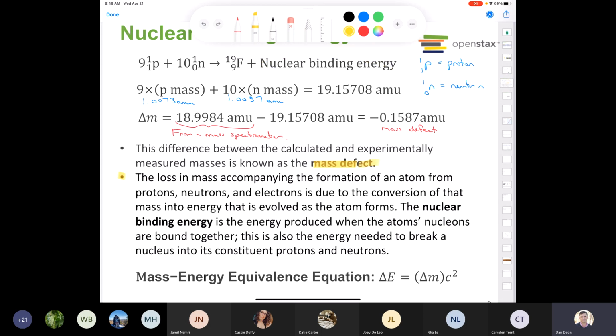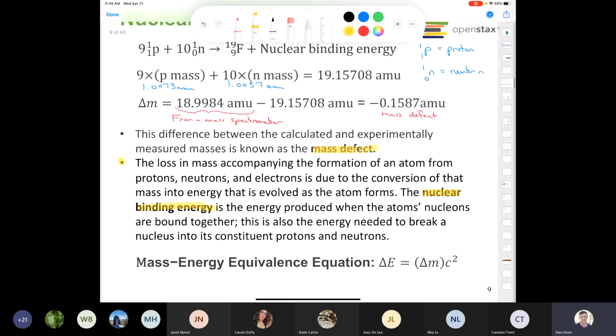And that energy is called the nuclear binding energy. It's the energy that's produced when the nucleons are put together in that nucleus. It's also the amount of energy that's required to break the nucleus into its protons and neutrons. And that brings us to the mass-energy equivalence equation, which you all know was put forth by Einstein, E equals mc squared. Well, before we do that, I just want to show you one more thing.